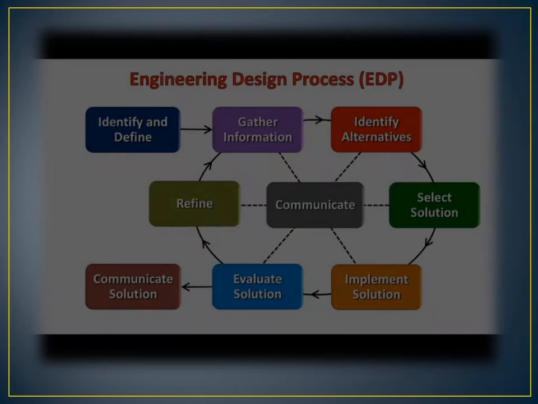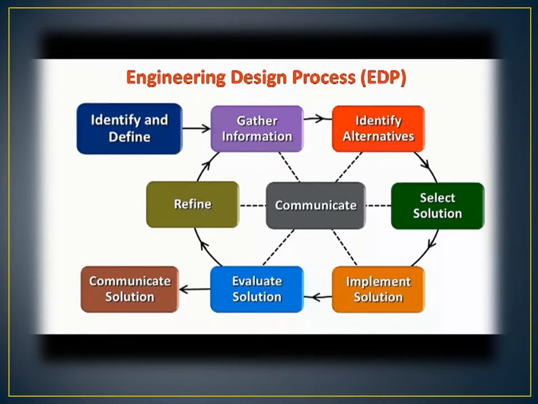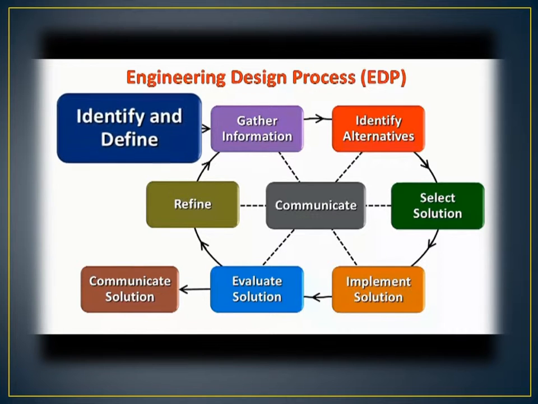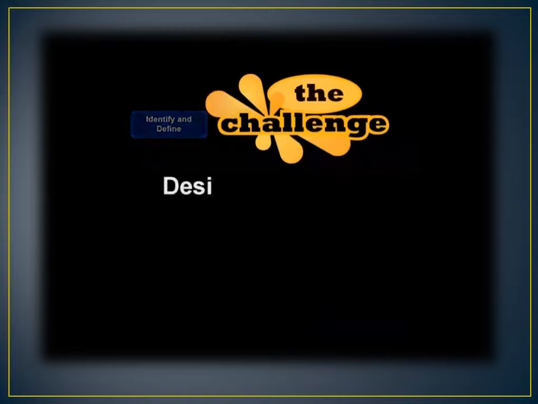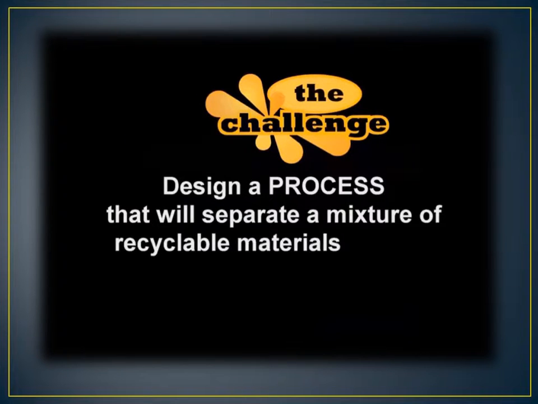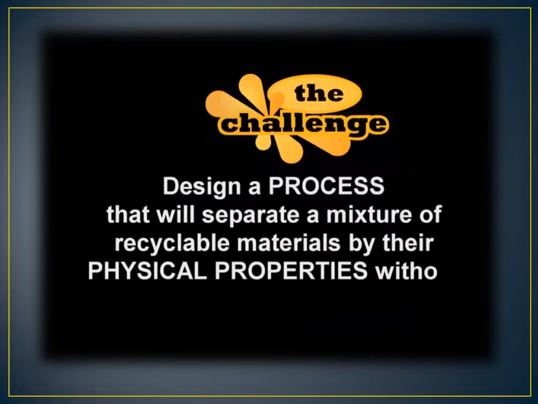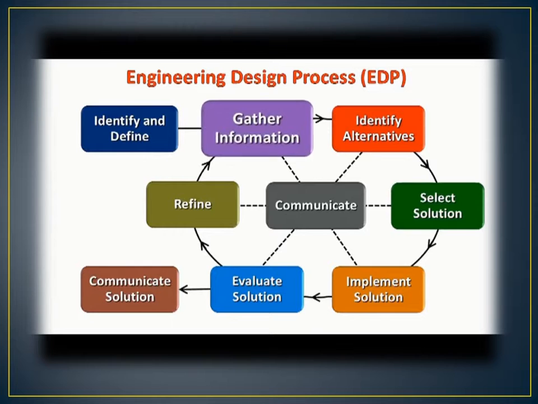This is a diagram of the engineering design process. The first step is to identify and define the issue presented by the challenge. Design a process that will separate a mixture of recyclable materials by their physical properties without manual sorting. The next step is to gather information.